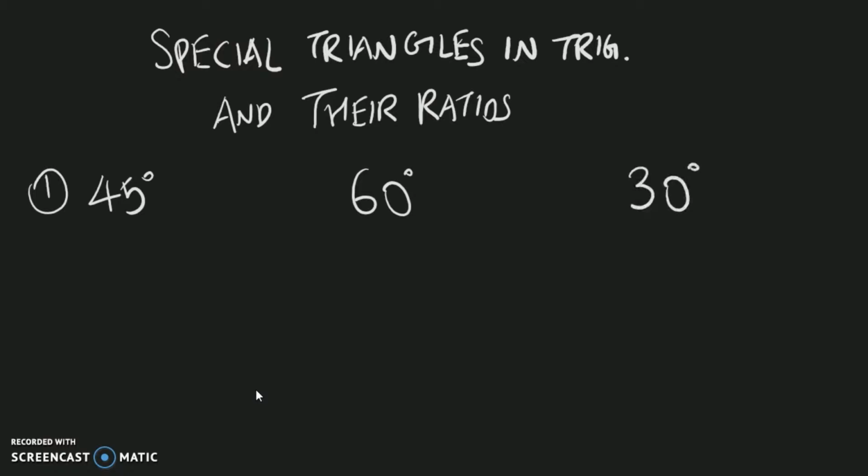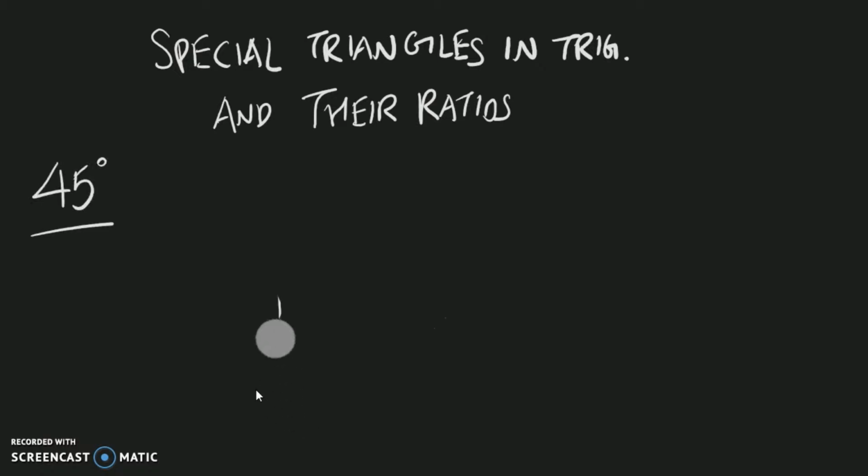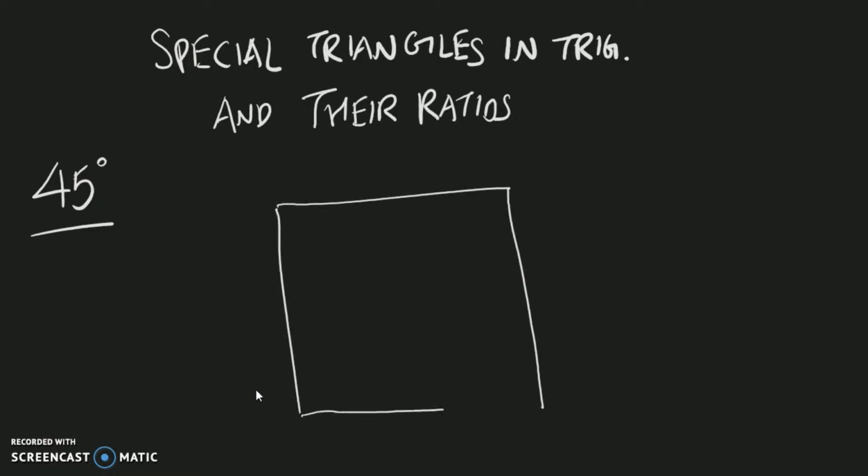Now, you might have heard of the three angles separately, but first I'd like to tell you why they are significant and how these three angles are related. So let's start with 45 degrees. To show you how it is significant, I'm going to draw a square, and divide the square into two.